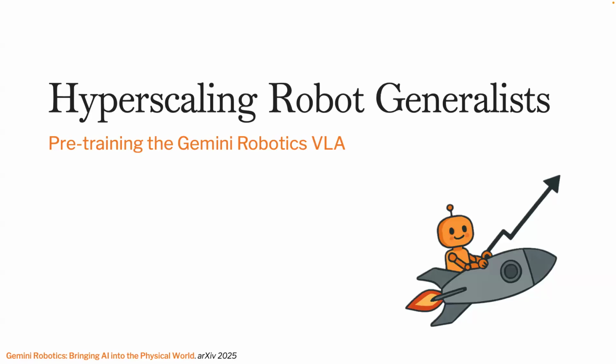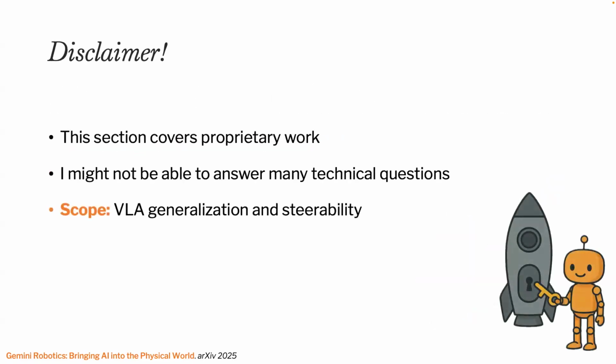And we just announced Gemini Robotics a few months ago, which is a large pre-trained model for bimanual dexterous manipulation that can do a lot of things. And I'll give a quick overview, just as a disclaimer. I might not be able to answer a lot of technical details and questions for this section, so we can get into details of the other sections.